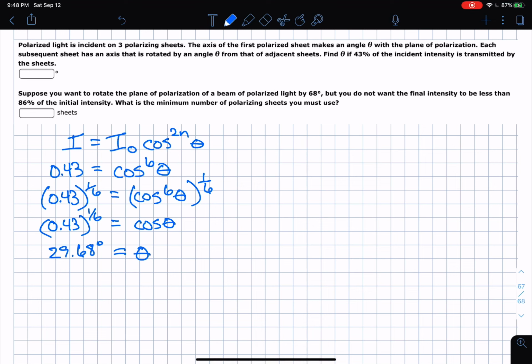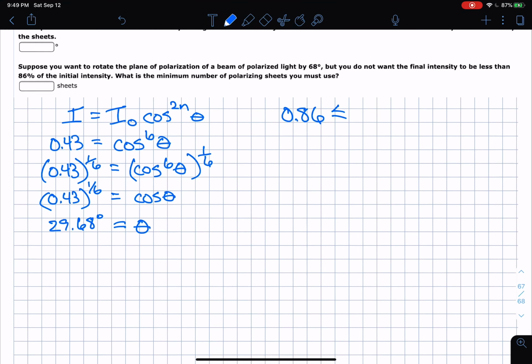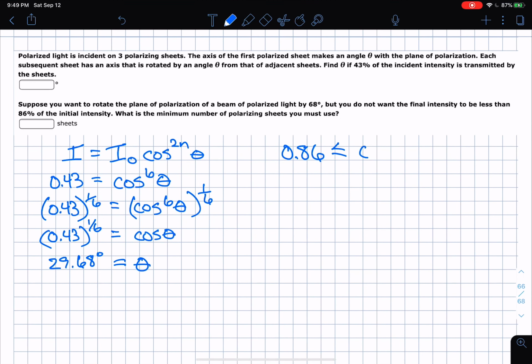So what we've got here is, if I'm taking the law of Malus, now I over I naught is 0.86, but that is the minimum. I don't want it to be less than that. So 0.86 must be greater than, excuse me, I got that backwards. This is the minimum. Must be less than or equal to cosine of 2n of theta. So that's what is meant by, I don't want the final intensity to be less than 86% of the initial intensity.